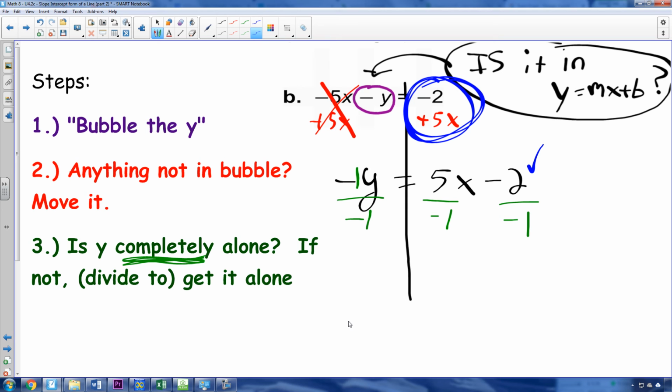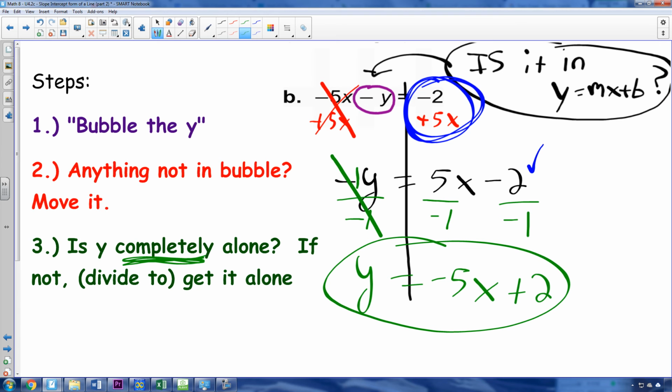So now I can finally say that this is not that. So that's y is equal to negative 5x plus 2. And we've done something really important. We've answered the question, is it in y equals mx plus b? And we can say yes now, right? And now I can ask you what the slope and the y-intercept are.